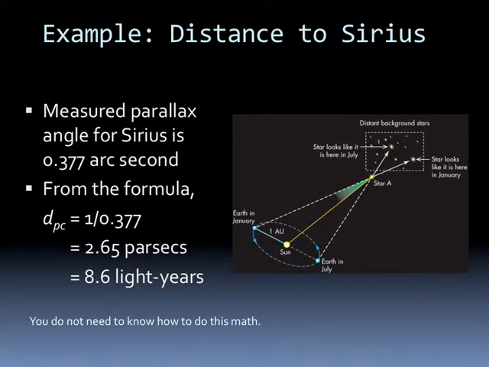Sirius is also known as the dog star, and it's one that's fairly close. And we can see the parallax angle for it is 0.377 arc seconds. And remember, an arc second is a 60th of a minute, arc minute, which is a 60th of a degree, which is 1 over 360 degrees around a circle. So from the formula, the distance, you don't need to know this formula, it's 1 over the angle, and it's 2.65 parsecs, or Sirius is about 8.6 light years away.